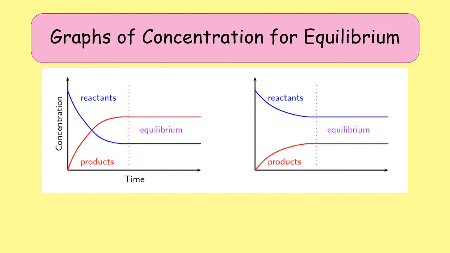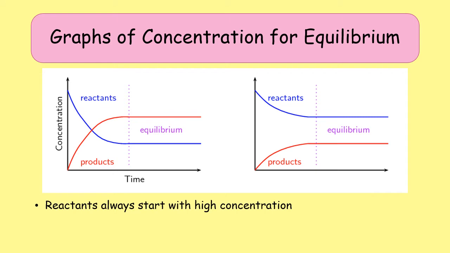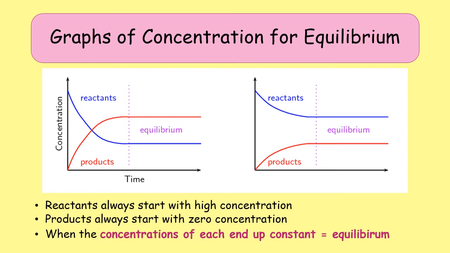You can also see that sometimes in equilibrium, the concentration of products is higher than the concentration of reactants, and sometimes the concentration of reactants is higher than the concentration of products. All that matters is that the concentration is constant. Reactants always start high, products always start at 0, and when the concentrations end up constant, that's equilibrium.